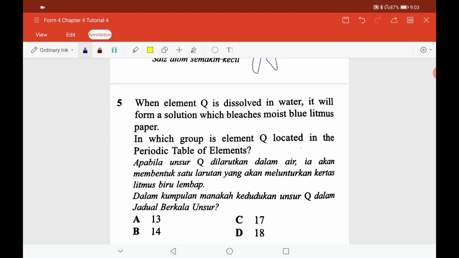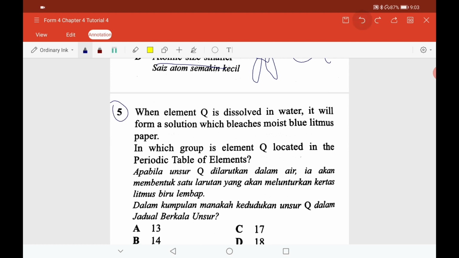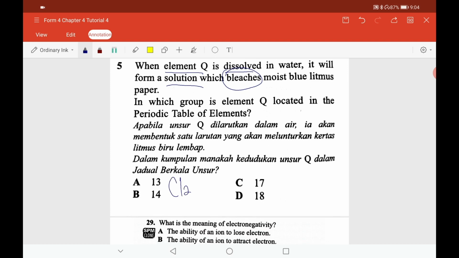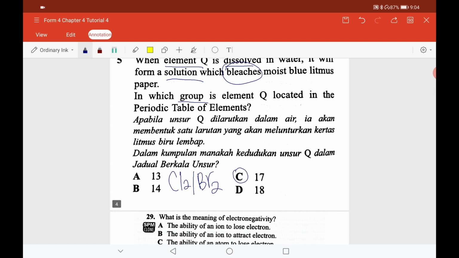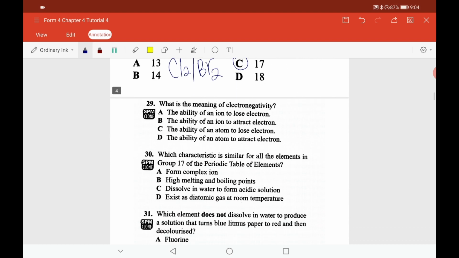Next, this is question number 5. The question says when we have element Q dissolved in water, it will form a solution which will bleach the litmus paper. When you see bleach, it must be chlorine or bromine. So which group does it belong to? We know chlorine and bromine belong to group 17. Please remember this.